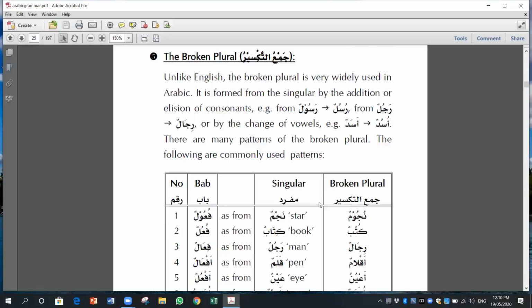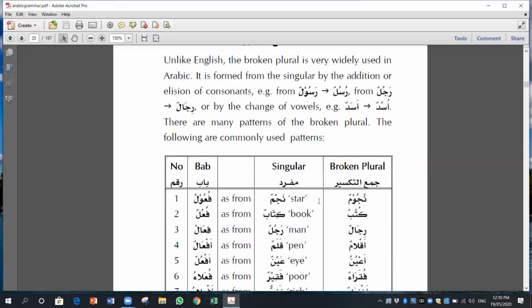The Arabic name is right on the screen. For example, Rasulun means one messenger. And what is the plural? We can say Rusul. Rusulun, yes, Rusul.